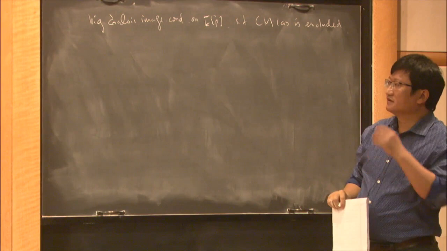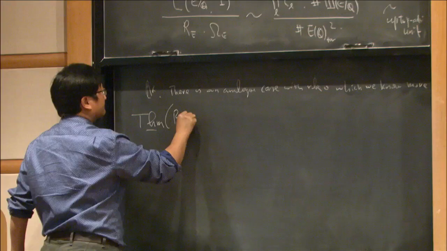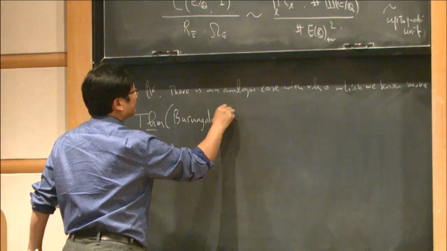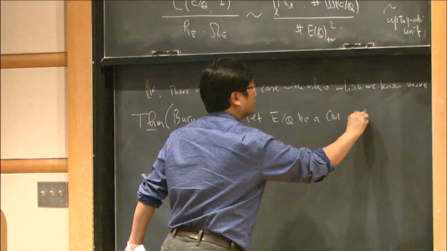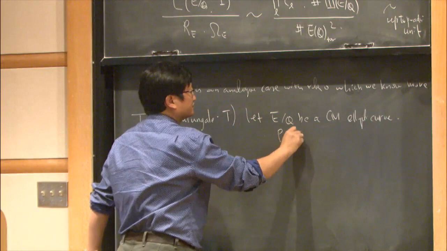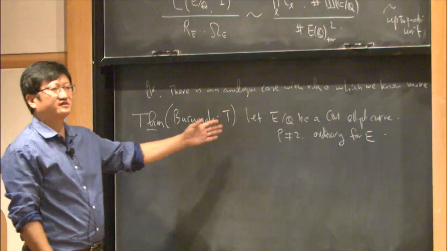And today I'm going to talk about the CM case. So the main result is the following theorem, a joint work with Ashay. Let E over Q be a CM elliptic curve over Q, and p not equal to 2 an ordinary prime, ordinary for E, which means p splits in the CM field of E.